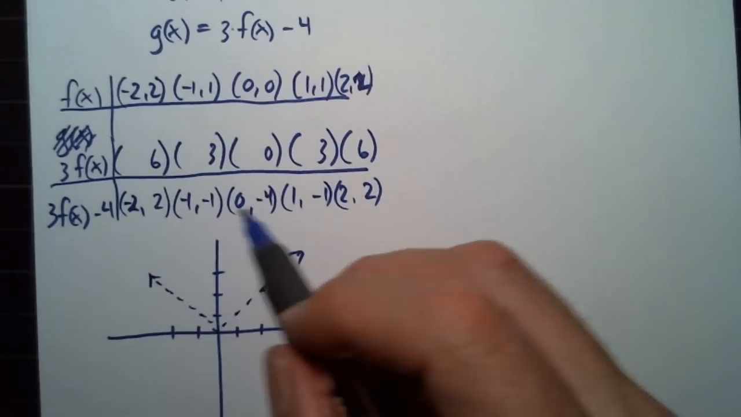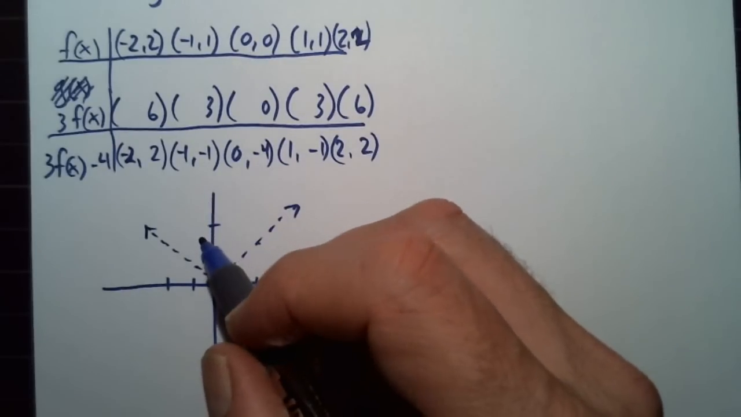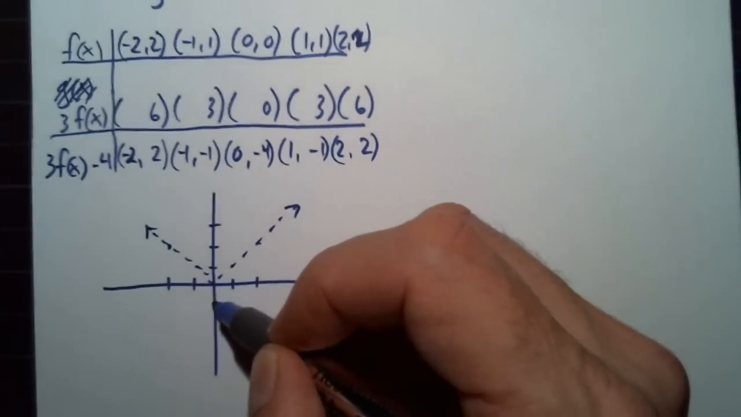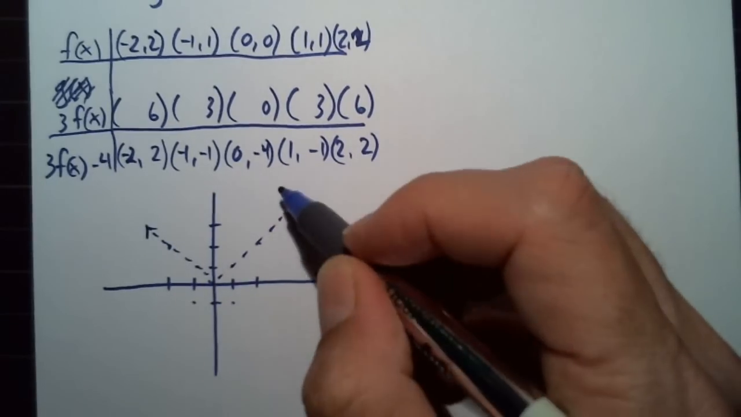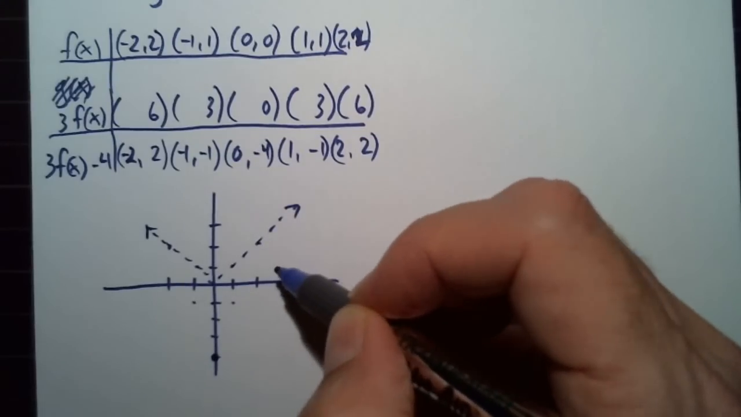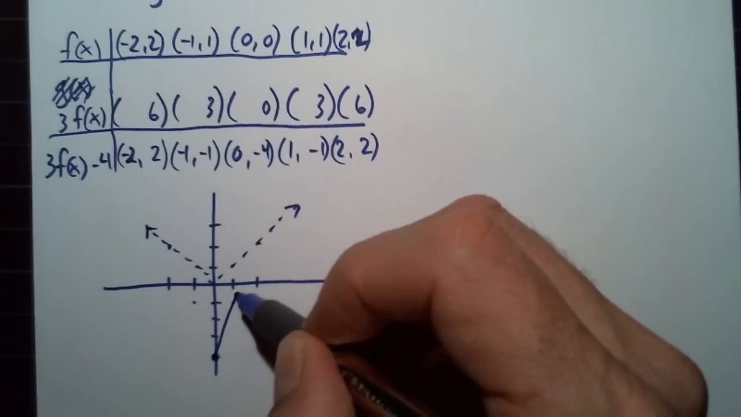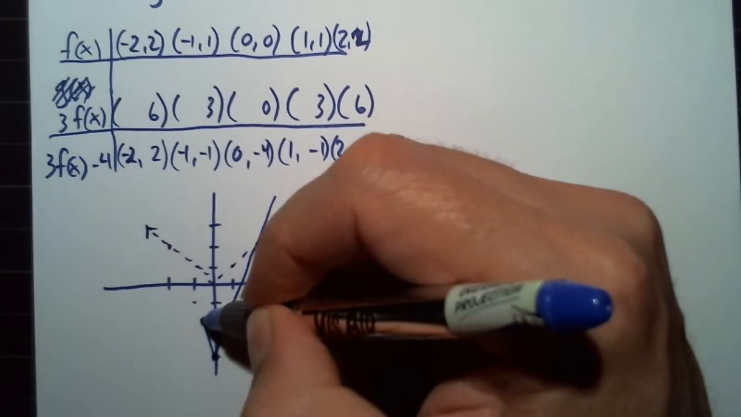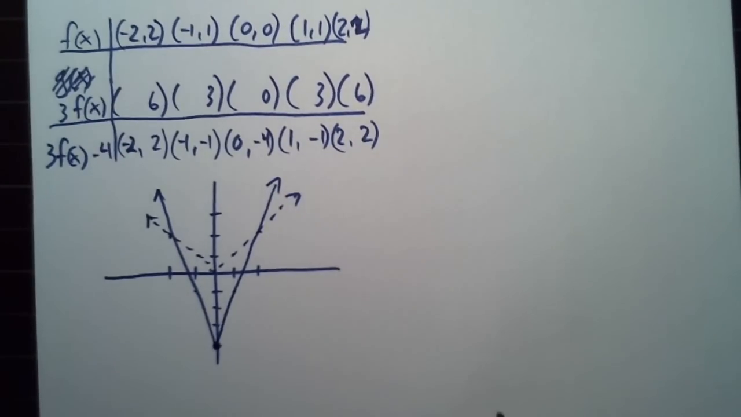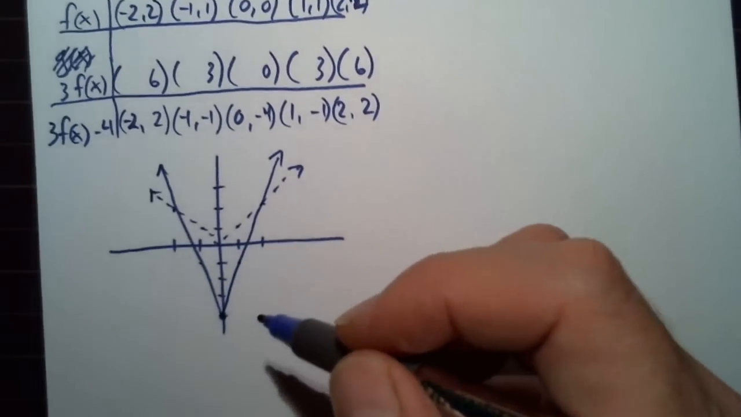Parent function, I'm going to plot these points, and we'll see the transformation: -2, 2, -1, -1, 0, -4, 2, 2. So we see a vertical translation and a vertical stretch.